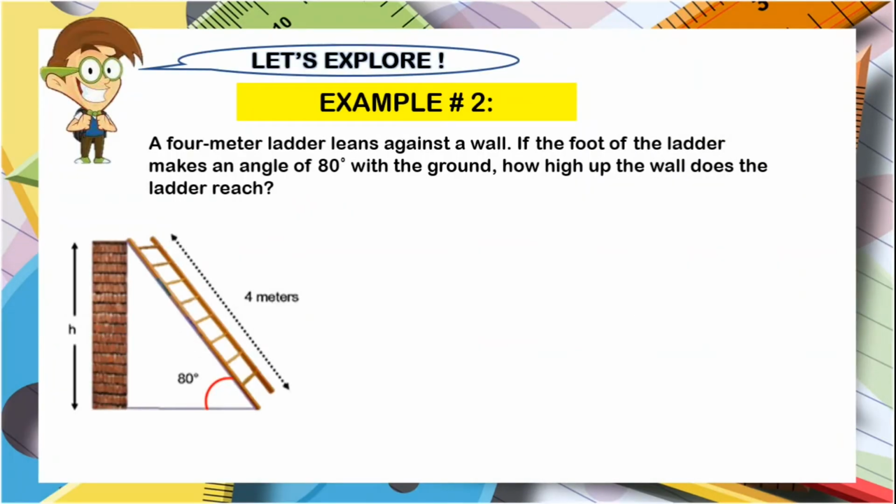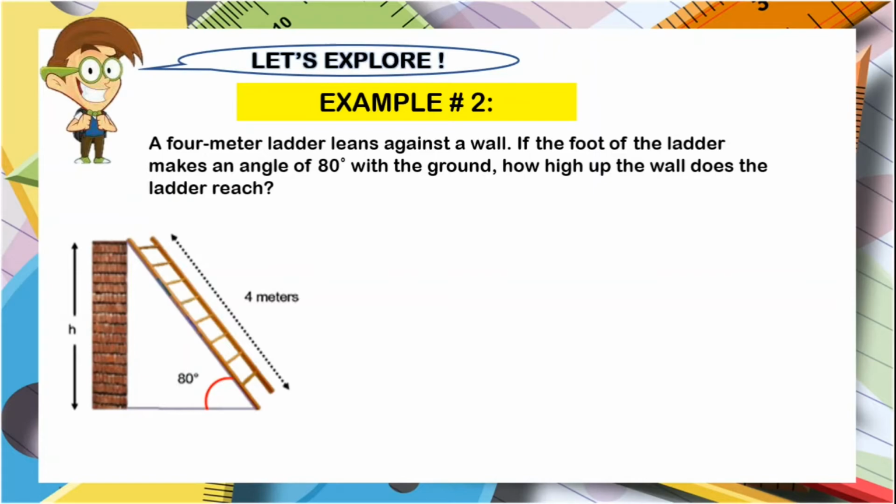Let's have another example. A 4-meter ladder leans against a wall. If the foot of the ladder makes an angle of 80 degrees with the ground, how high up the wall does the ladder reach? To solve the given problem, let us determine what sides of the right triangle are part of the problem. The opposite side and the hypotenuse of the right triangle are part of the problem. Thus, we use the sine ratio to solve the problem.